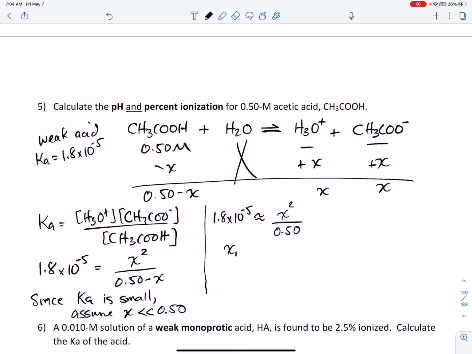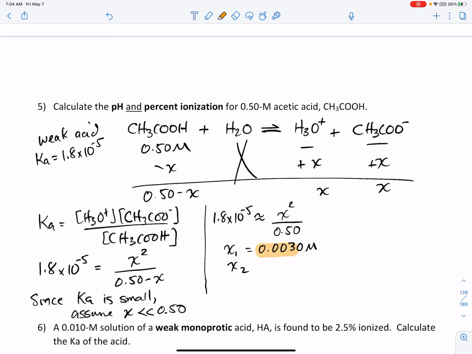Our first answer will be the first approximation to the original equation. So 0.5 multiplied by the Ka equals, and then square root the answer you get. The first answer is 0.0030 molarity.